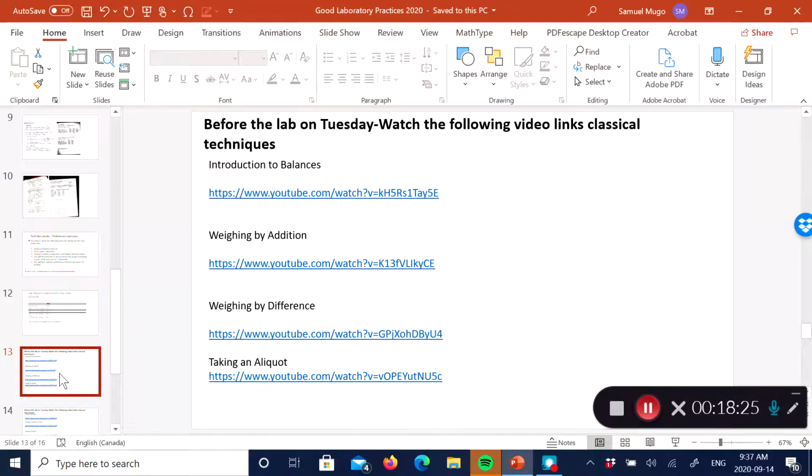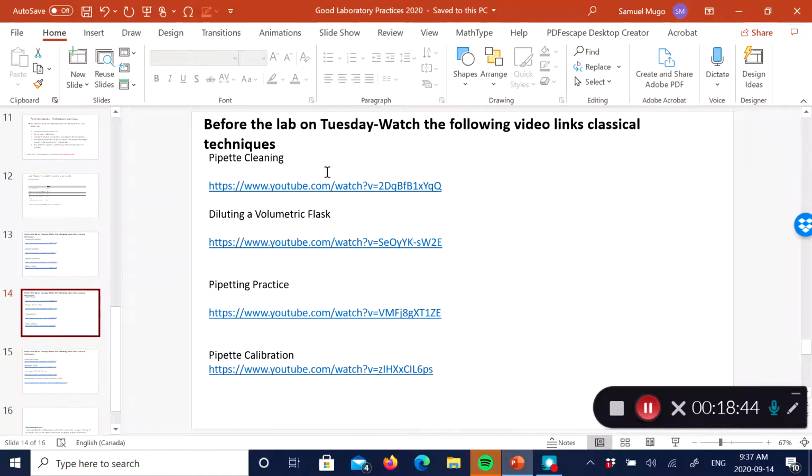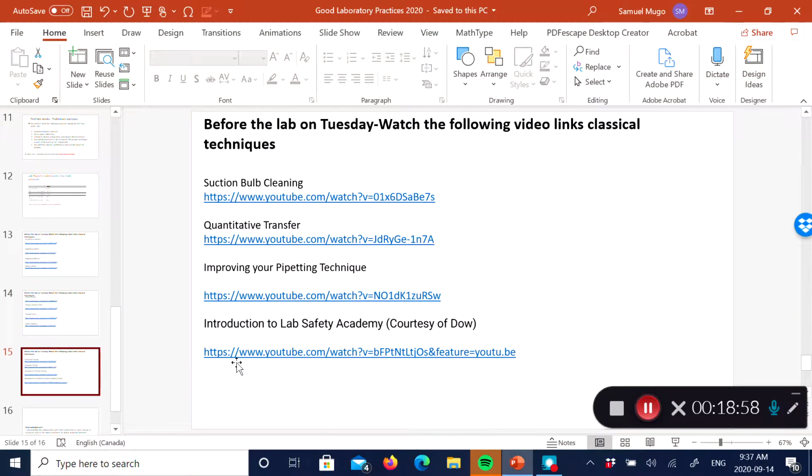This one is a repeat: make sure before tomorrow's lab you've gone through those video links and looked at the best practice in terms of each of these exercises that you'll be doing in the lab. So make sure you view those videos before you come to the lab, because you won't have a lot of time to do your exercises, so you need to be well prepared. So go through those video links again.